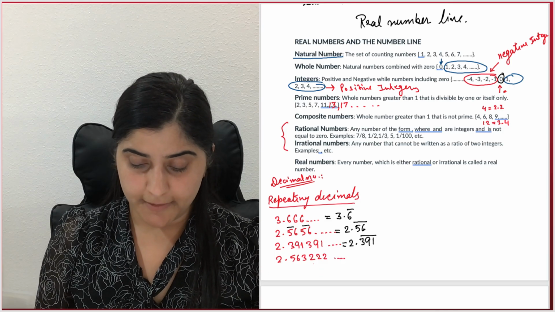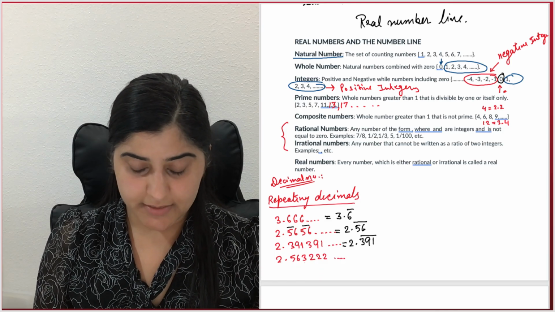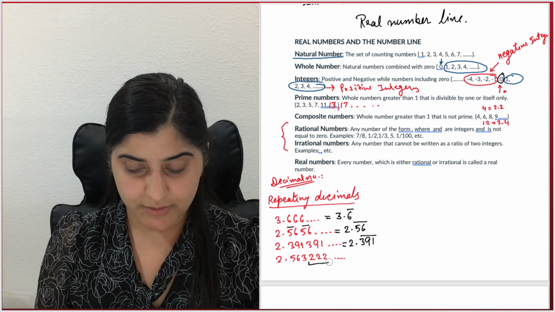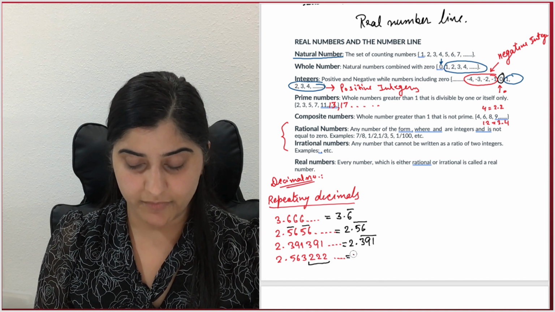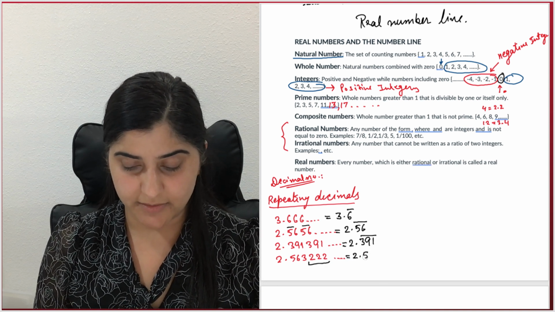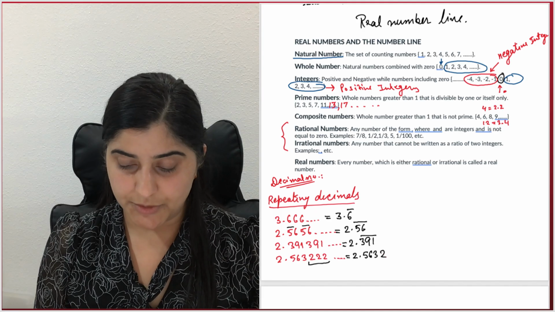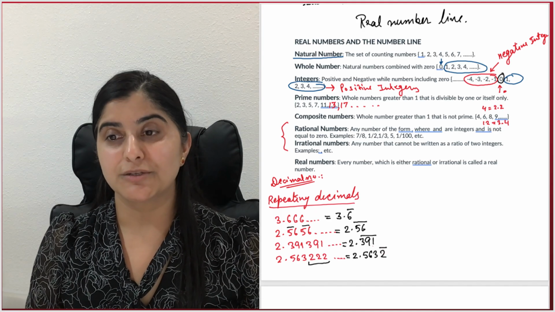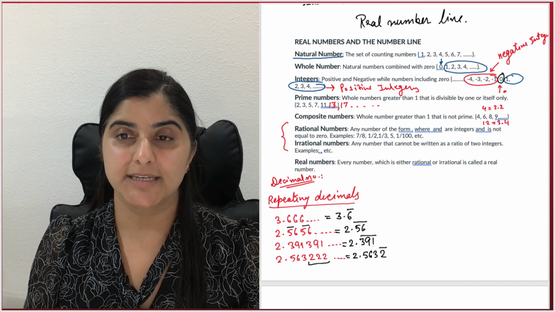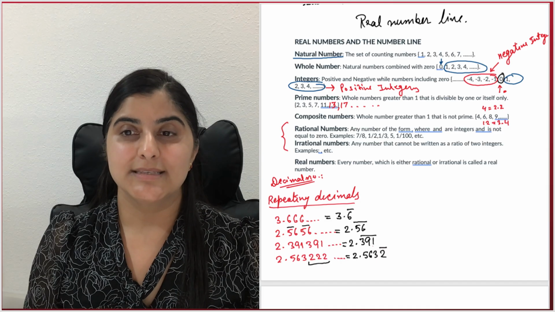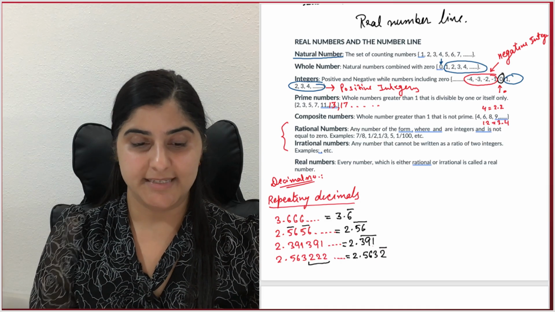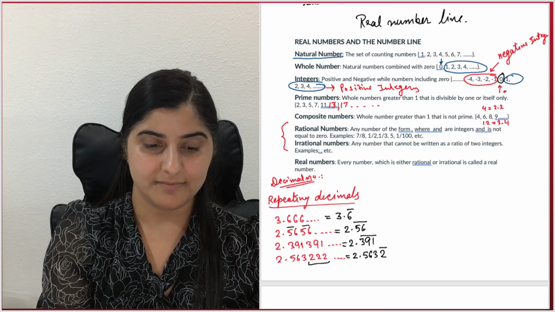In the last one, 563 is as it is. After that, this 2 is repeating itself, so we will write this decimal number as 2.5632 and we will put a line just on 2 because only 2 is repeating itself. All these decimal numbers are repeating decimal numbers.